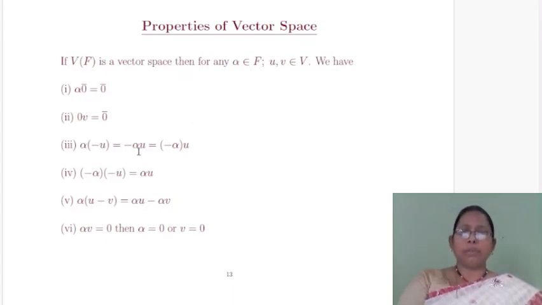Next, if alpha is a scalar and a vector v comes from V, then alpha times the negative of the vector is equal to minus of the scalar into the vector. Fourth property, minus of the scalar and minus of the vector is equal to the product of the scalar and the vector. Fifth, alpha multiplied with the subtraction of two vectors is equal to alpha u minus alpha v. If alpha v is equal to 0, that is the product of scalar and the vector is equal to 0, then either alpha is equal to 0 or v is equal to 0.